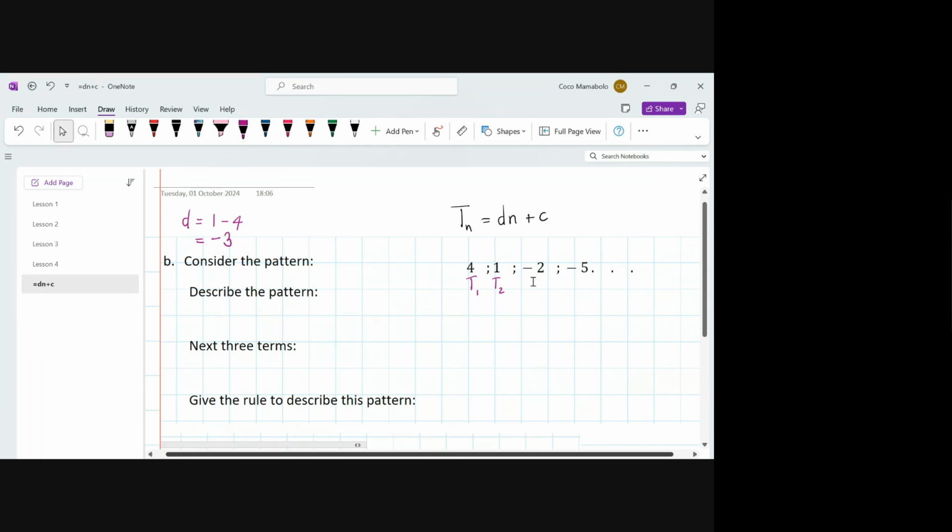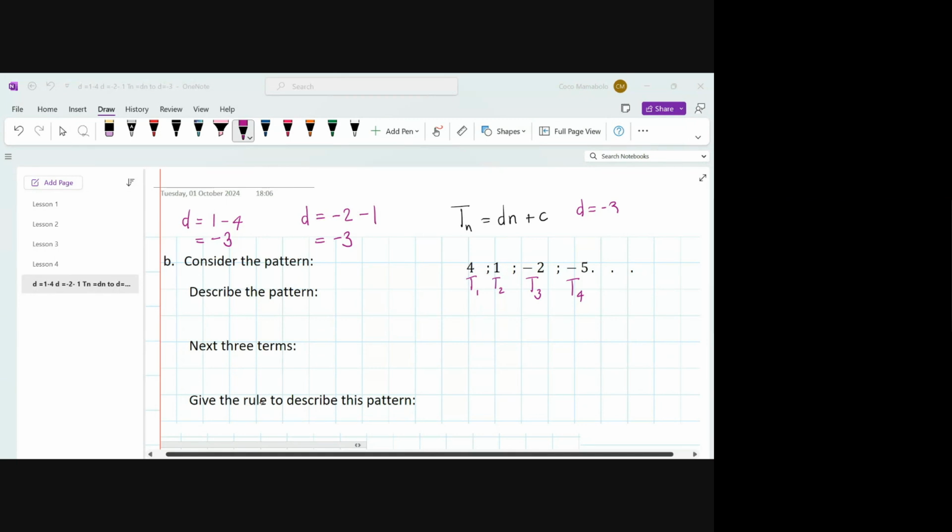Also, if I take T3 minus T2, negative 2 minus 1, that will also give me negative 3. If I take T4 minus T3, that will also give me negative 3. So my D, my common difference, is negative 3. All right, thumbs up. Everybody okay with that? We all good?